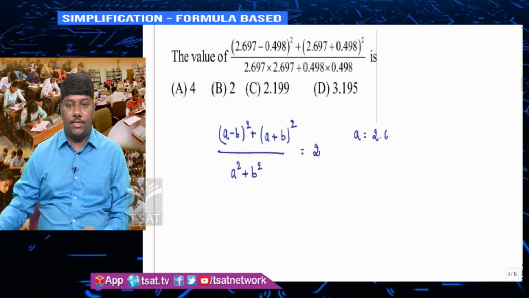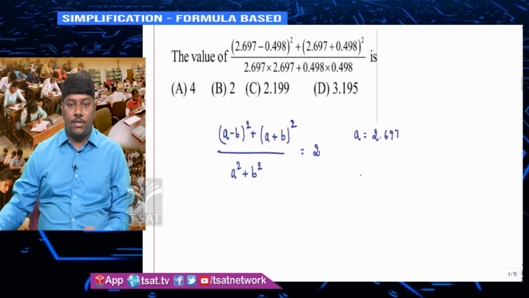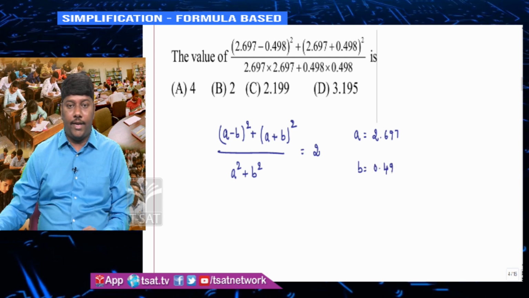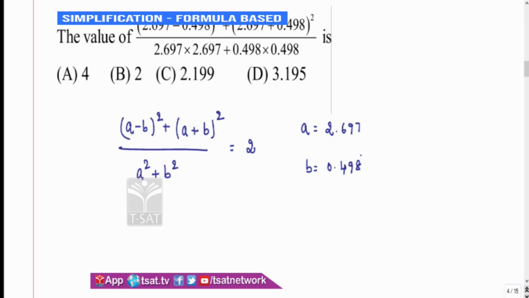2.697. Look at the decimals they have given. 498. If you do it by using a calculation, it takes a lot of time. Okay, so the idea is to apply this formula: (a minus b) whole square plus (a plus b) whole square, or else it can also ask you (a plus b) whole square plus (a minus b) whole square. If it is in between plus, if a minus b comes first or a plus b comes first, it's okay.